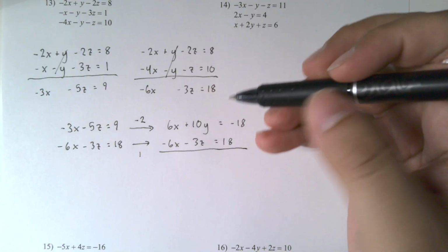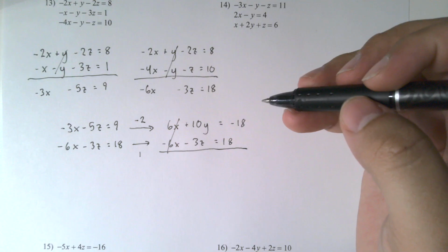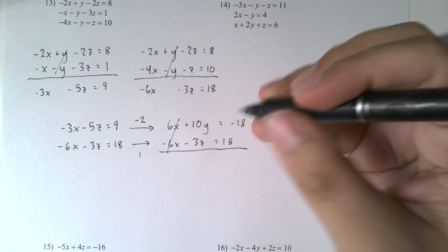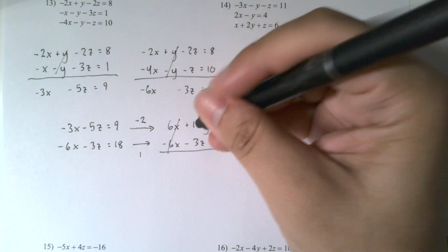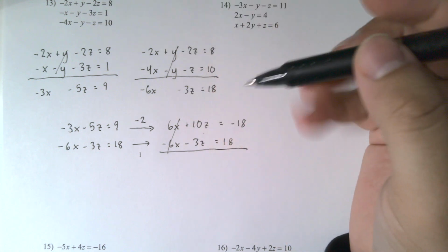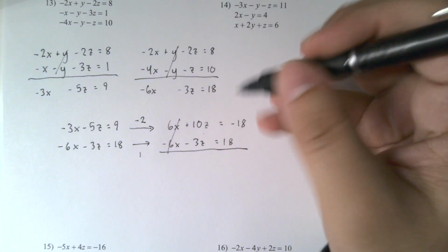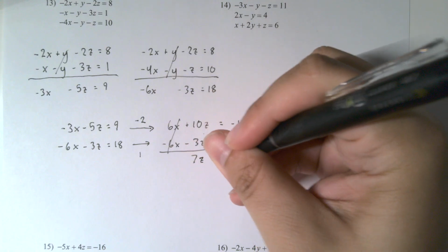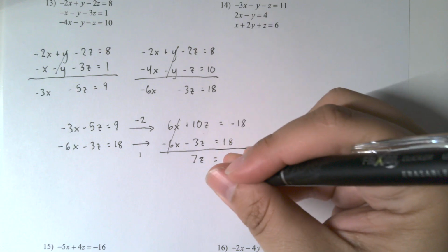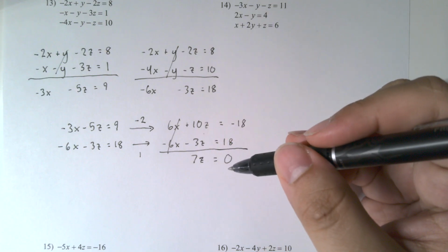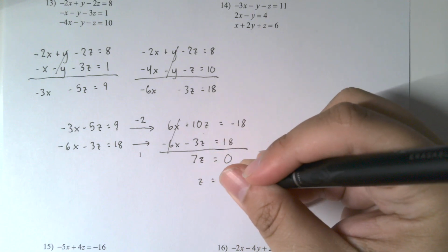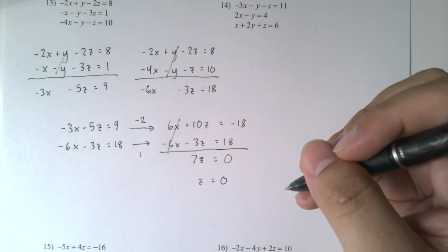We have 6x minus 6x, that's 0. Then we have that 10y minus 3y, sorry, why did I write a y there? Sorry about that. That is a z. We have 10z minus 3z. That's going to be 7z. And then negative 18 plus 18, that's going to be 0. And 7z is equal to 0. If we divide by 7 on both sides, z is going to be equal to 0.